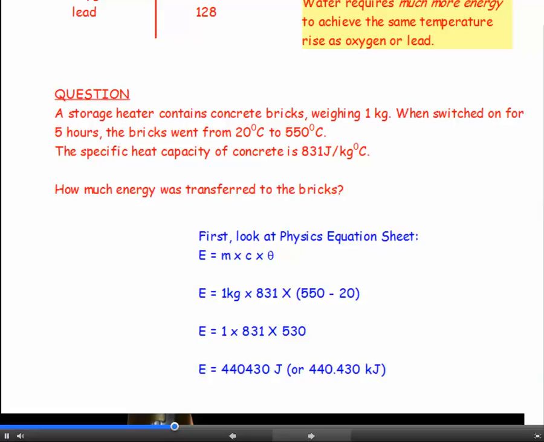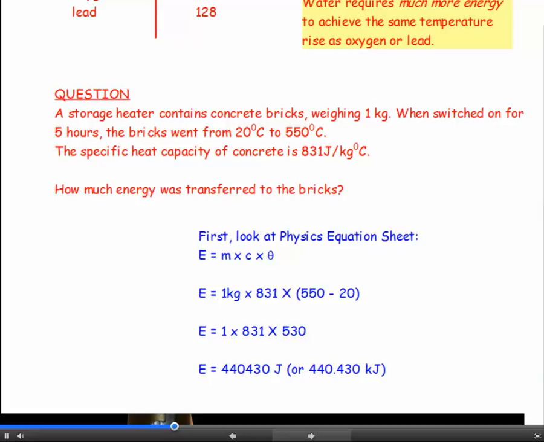So, first of all, look at your physics equation sheet, which comes in with your exam paper. Find the correct equation, E equals m times c times theta. The first thing you do is substitute into that equation all the values you've been given in the question. Often this will be a 2-mark question. If you substitute the correct values into the correct equation, that'll be the first of the 2 marks.